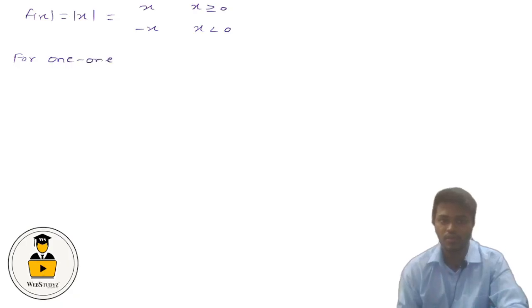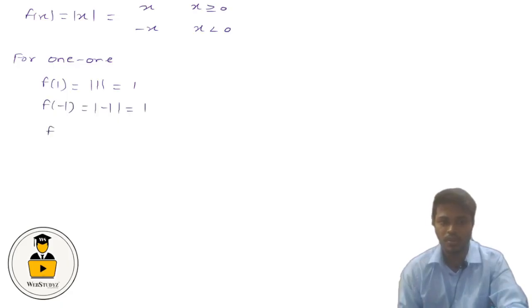Our function is f of x equals mod x, and the value of this function will be x when x is greater than or equal to 0, and it is equal to minus x when x is less than 0. First let us check whether it is one-one or not. For one-one we will assume two elements. Let us calculate f of 1. It will be mod of 1, and since it is positive, it will be equal to 1. And let us calculate mod of minus 1. Since it is negative, mod of a negative number is also a positive number.